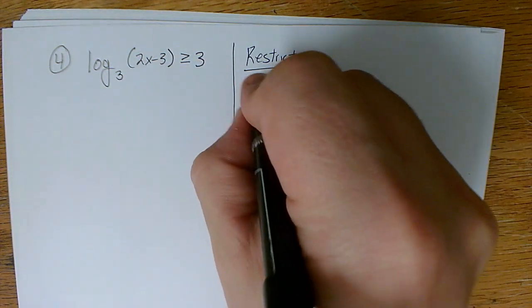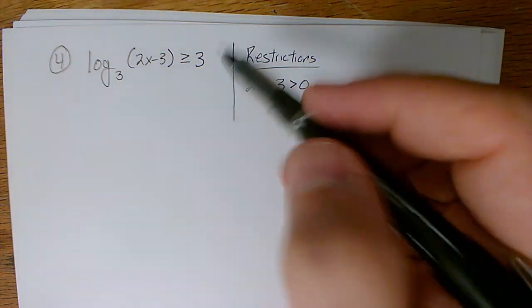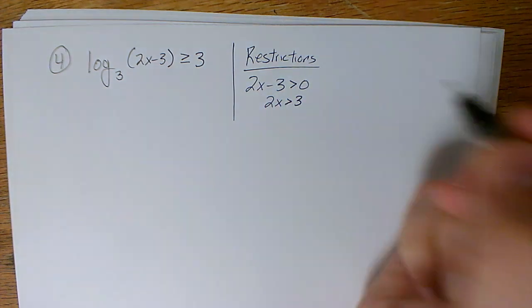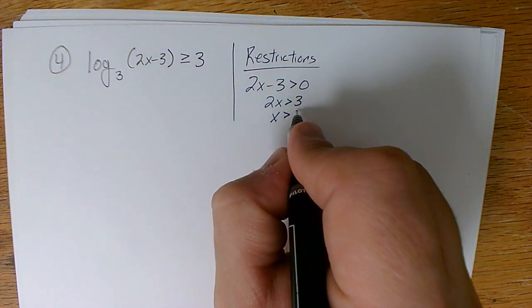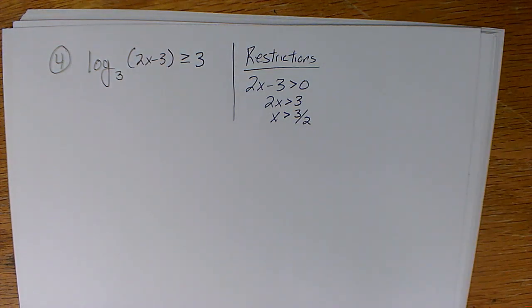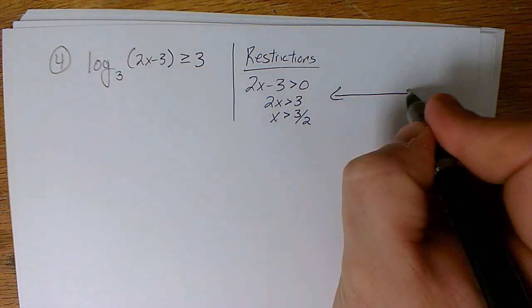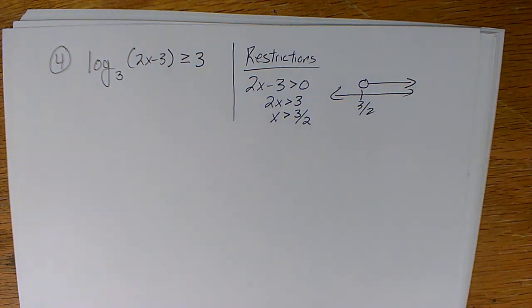So I will set up 2x minus 3 is greater than 0. Adding 3 to both sides, we'll get 2x is greater than 3. And then we'll divide both sides by 2, and we'll get x is greater than 3 over 2. You may read that as x is greater than 1.5. Anyway, I'm keeping it 3 over 2. So the restriction that we got is if we have 3 over 2 on a number line, it's going to go in this direction.